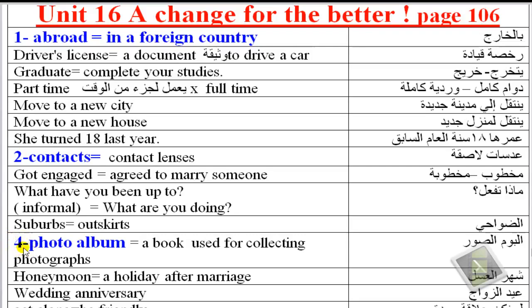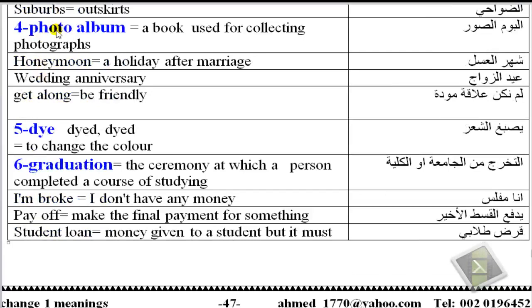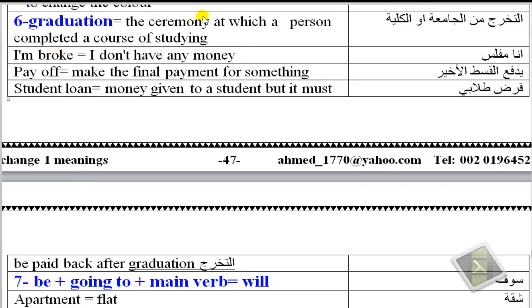4. Photo album, a book for collecting photographs. Honeymoon, holiday after marriage. Wedding anniversary. Get along, be friendly. 5. Dye, dyed, to change the color. 6. Graduation, the ceremony at which a person completed a course of studying. I'm broke. I don't have any money.